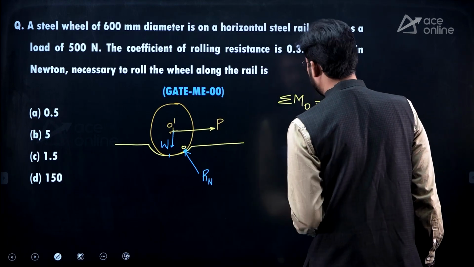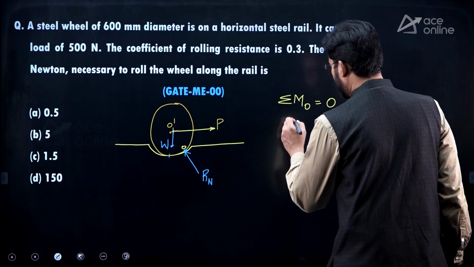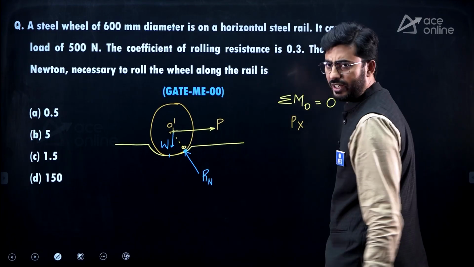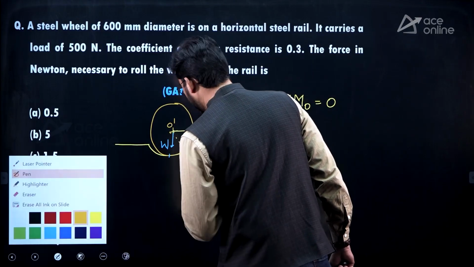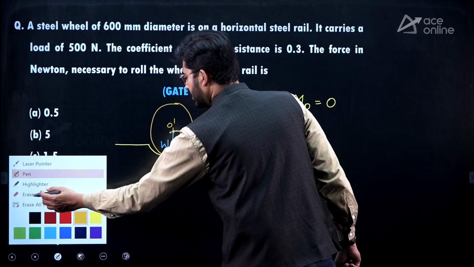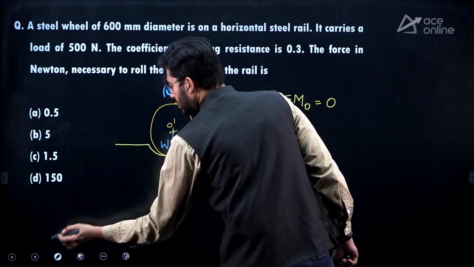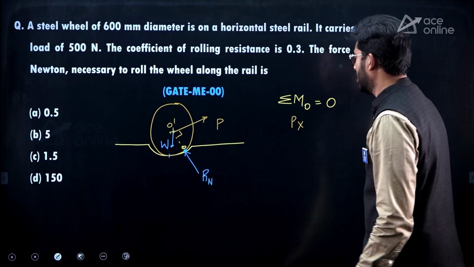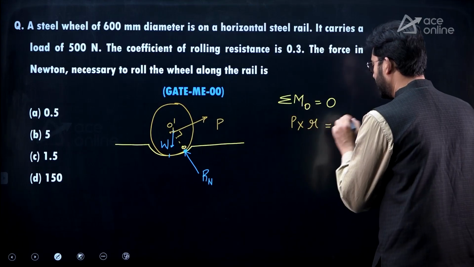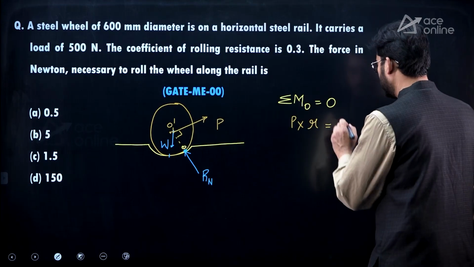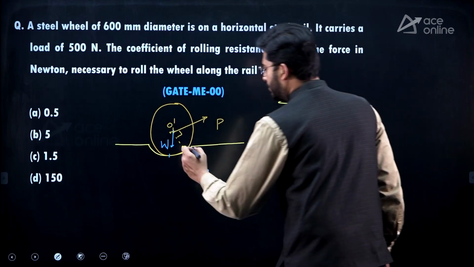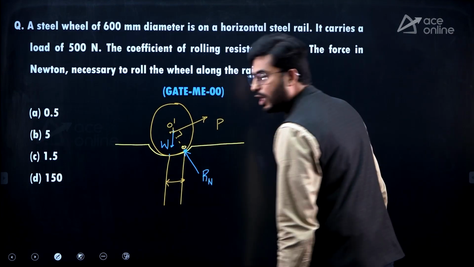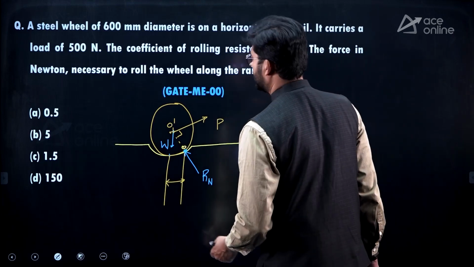Now if you take the moments about the point O, this will be P into the perpendicular distance. The force need not be horizontal; even if it is perpendicular to the radius, the rolling is likely to happen. So P into R is equal to W into the perpendicular distance from the point of contact up to where the weight is passing, which will be the rolling resistance, that is 0.3.